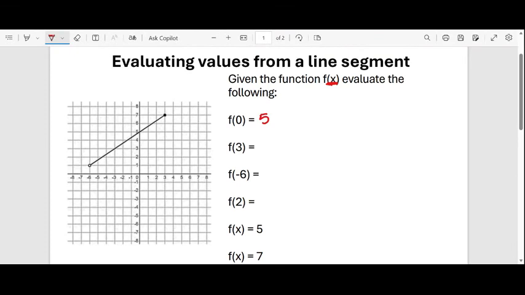That's how to evaluate your function. So let's look at f of 3. So this would be 3 for x, and my graph is right here. So I'm going to look at the ordered pair right here. It is 3 comma 7. So when it asks what f of 3 is, I'm going to say it's 7.